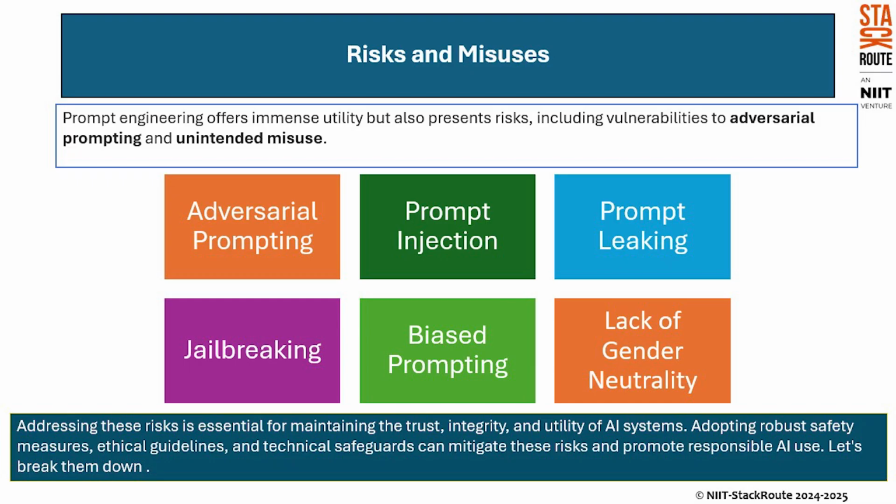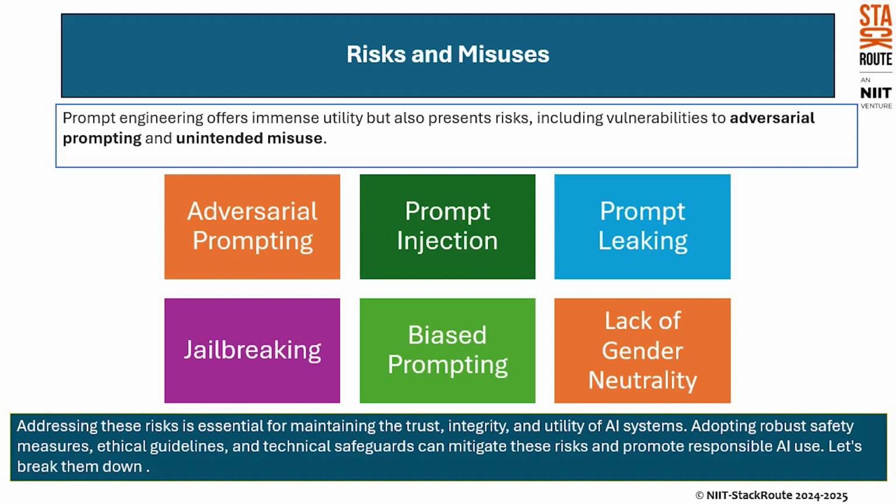Prompt engineering is a powerful tool that unlocks the potential of AI systems, but it doesn't come without risks. Let's talk about some key vulnerabilities, and more importantly, how we can address them to maintain trust, integrity, and the responsible use of AI. Here are some of the main risks: adversarial prompting, prompt injection, prompt leaking, jailbreaking, biased prompting, lack of gender neutrality. Addressing these risks is critical.